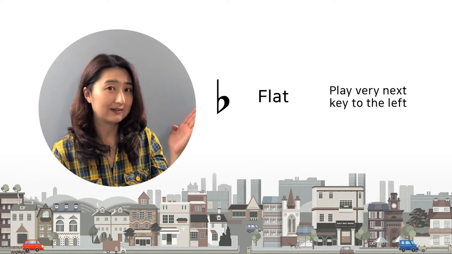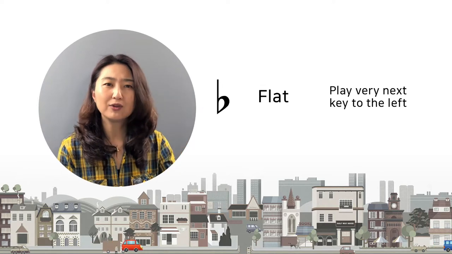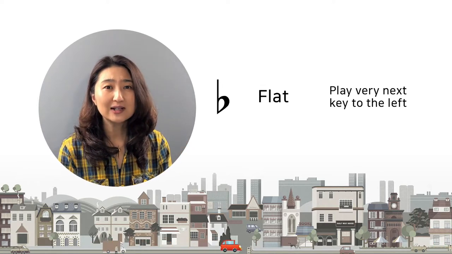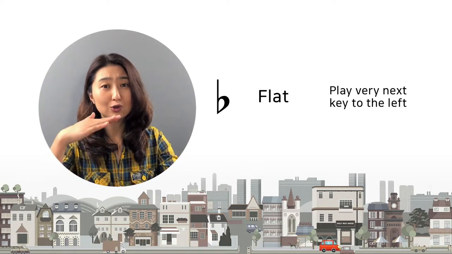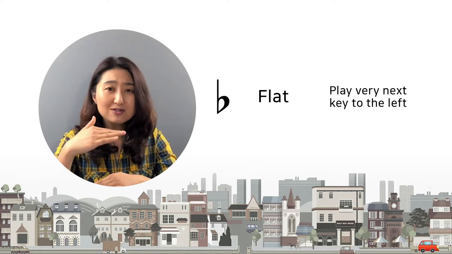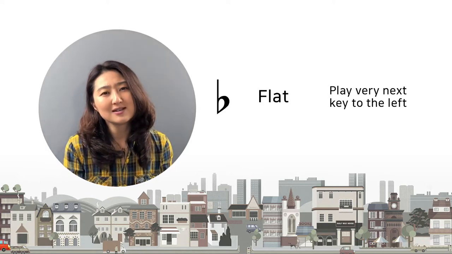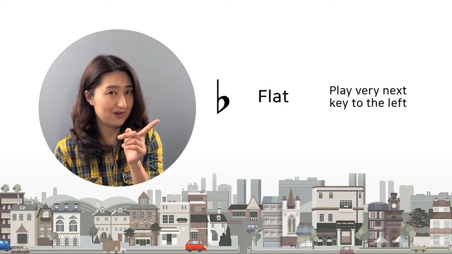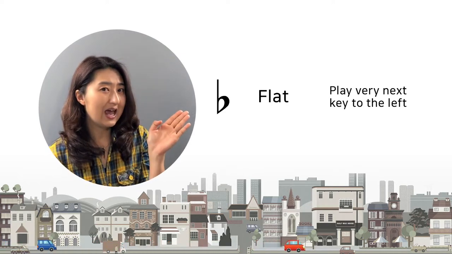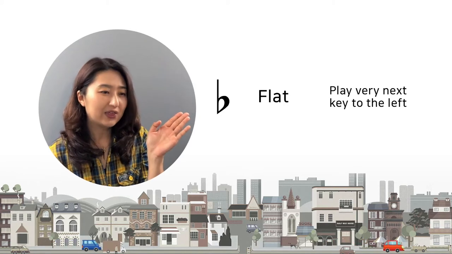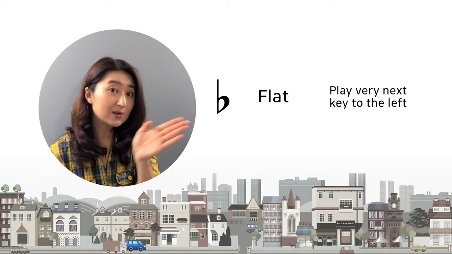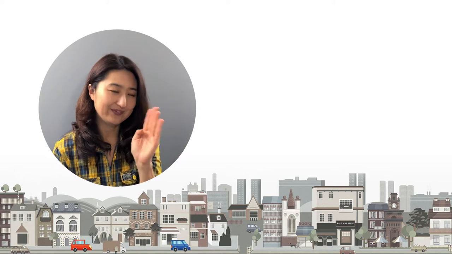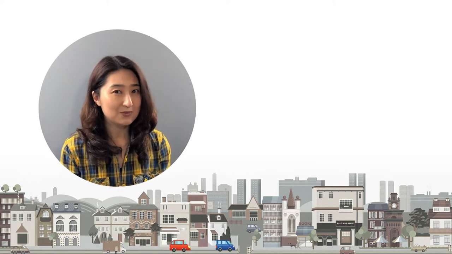The next sign is flat. Yes, think about a flat tire. What's going to happen if you have a flat tire? Losing the air. Yes, it gets lower. So flat means kind of down. So flat is going down. So whenever you see this sign, then you have to play the next key to the left, because left is going down.